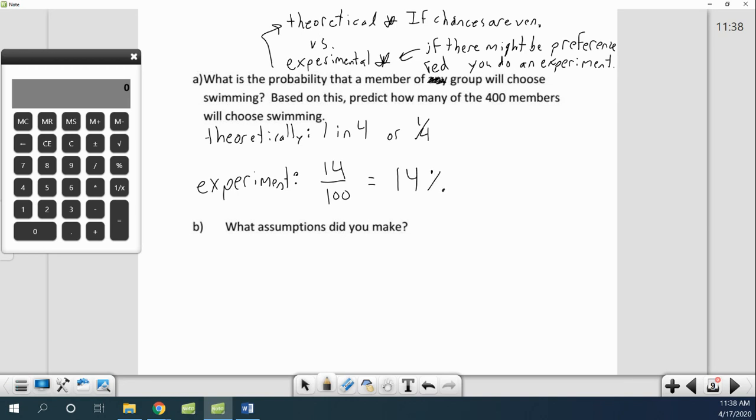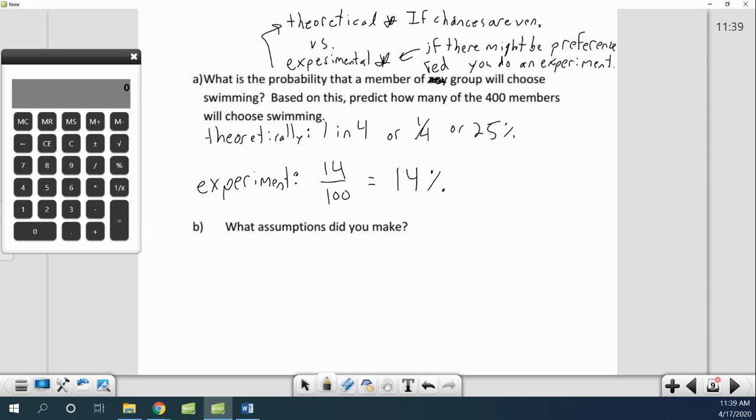So the theoretical probability is 1 in 4, which is 25%, because there's only 4 categories. But it doesn't make sense to use theoretical probability in this case because we know some people have different preferences. So we do a survey, we check it out, and experimentally it turns out that 14% of the red team like swimming.